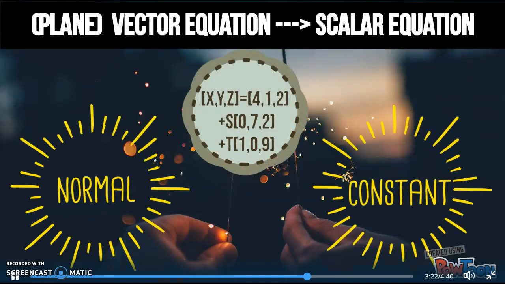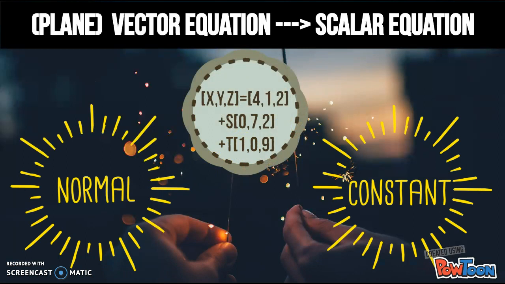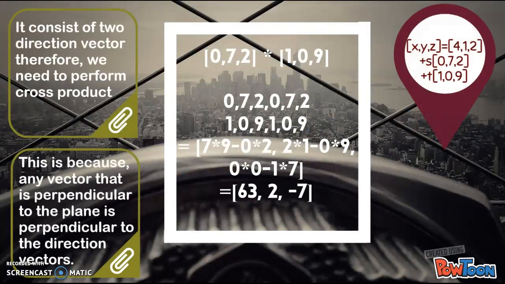After this, we can learn how to change a vector equation of a plane to a scalar equation of the plane. Same thing, a vector equation has 3 axes, x, y, and z, and 2 direction vectors. And we need to find the normal and the constant for the scalar equation. This vector equation consists of 2 direction vectors. So we will have to cross product the direction vectors, because any vector that is perpendicular to the plane is perpendicular to the direction vectors.